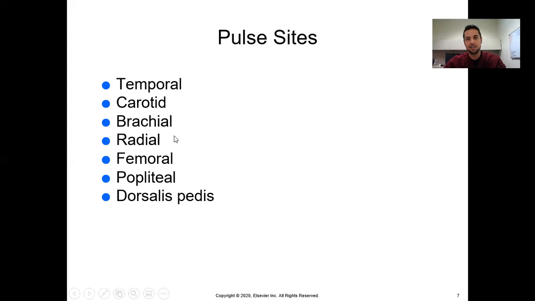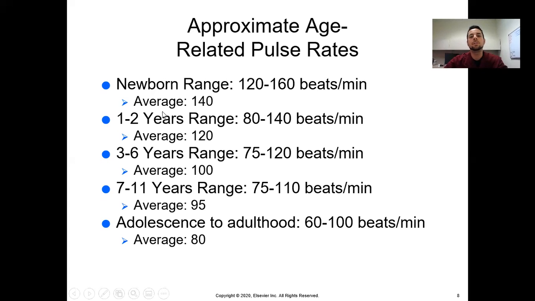Now, if you have a patient that's unconscious or they're in an emergent situation, if you don't feel a radial pulse, go ahead and go to the carotid artery, which is here on the neck, and try to feel the pulse there. All right, so these are the pulse rates for the different types of patients and their ages. So newborn patients are going to have a higher pulse.